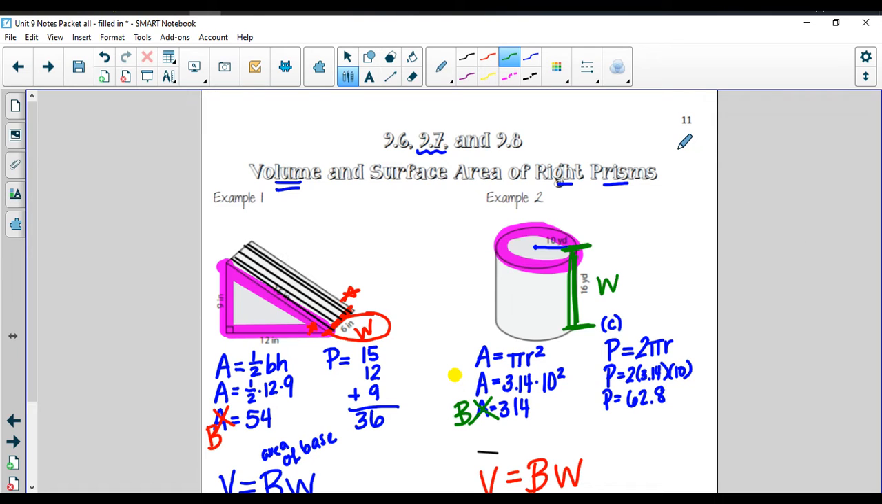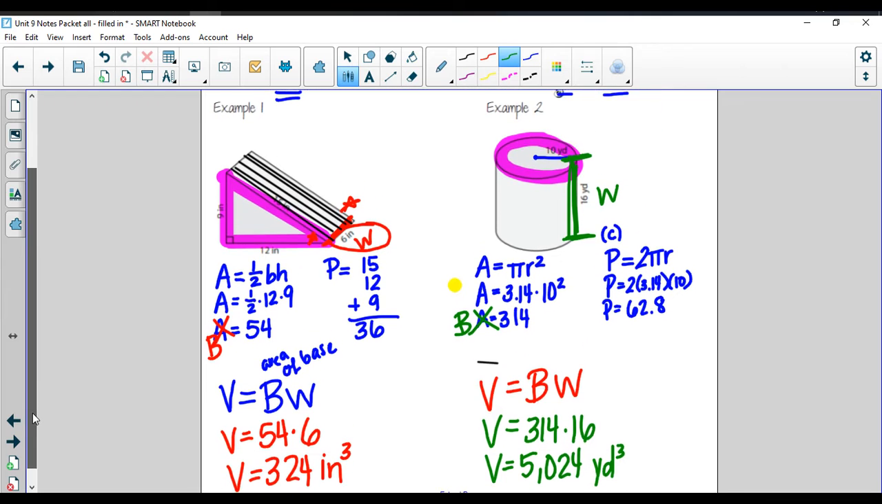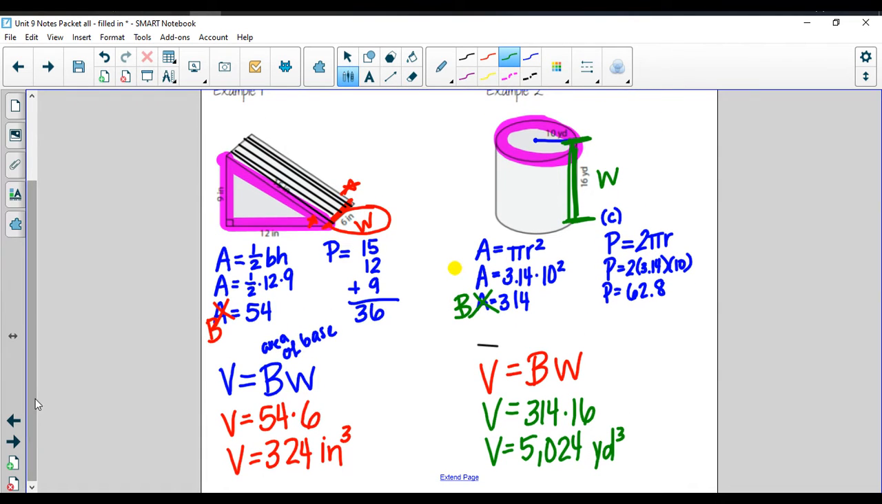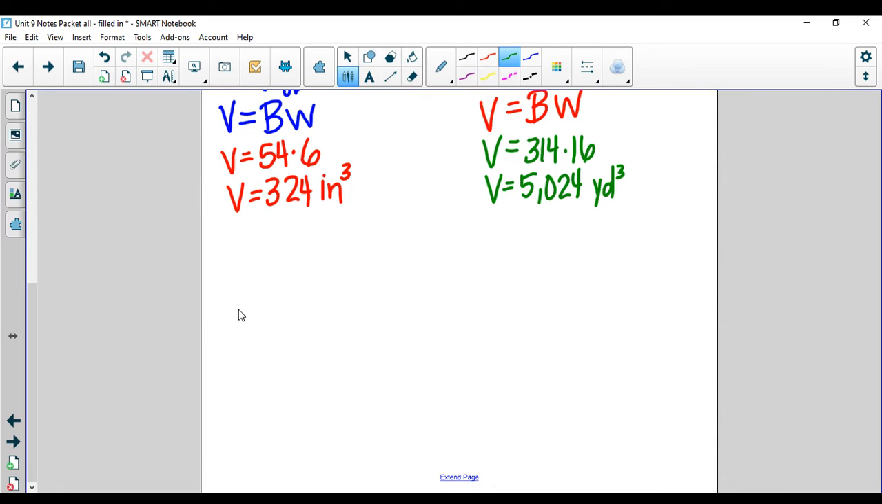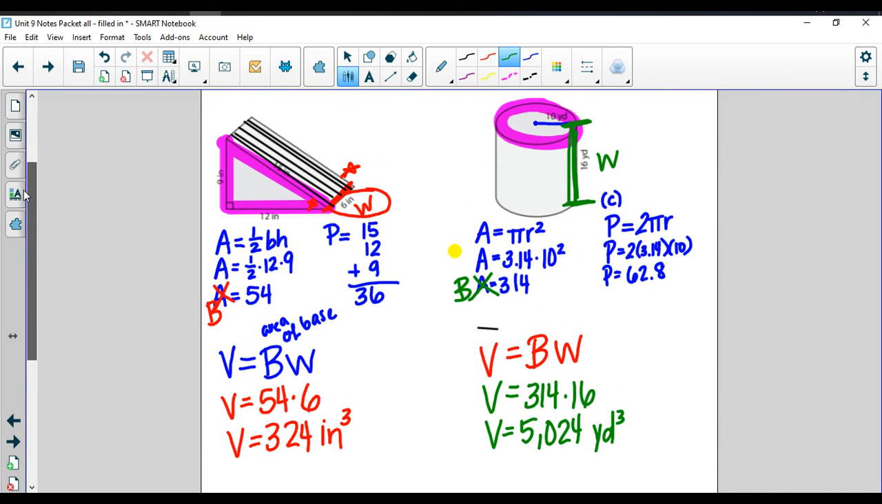All right, we are back on page number 11 again for today. In the past, we've already done the preliminary work: finding the area of the base, talking about that W value, and the perimeter of the base, and we actually found volume in our previous lesson. Today's lesson, we are going to incorporate that surface area formula.